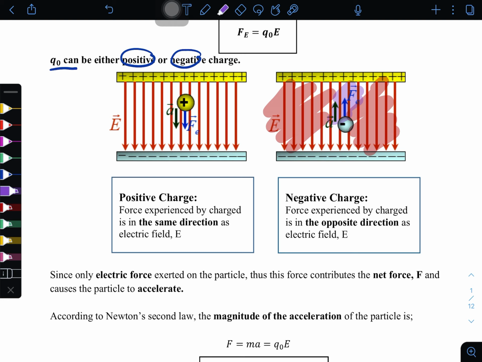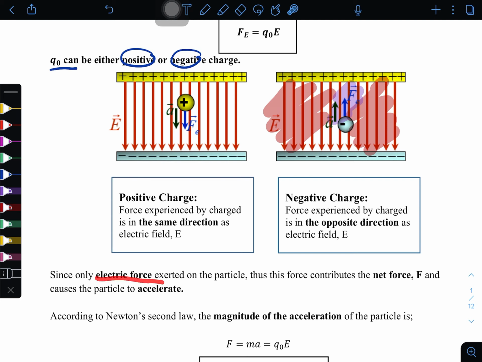Field yang merah ni sentiasa positif pergi negatif. Ini sentiasa ke sini. Okay. Tapi kalau kamu terbalikkan plate, contoh atas negatif bawah positif, so atas akan ke sini lah. Tapi kamu punya charge negatif, force ni ke bawah. Right? So itu case yang pertama.